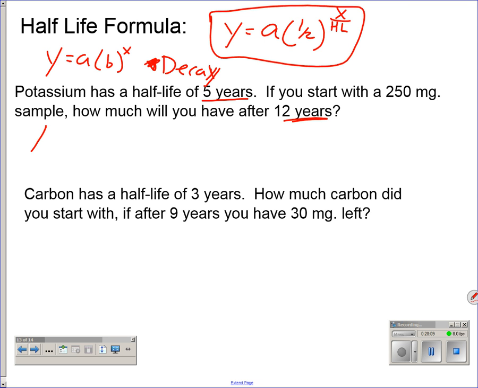So we'll say y equals. We need to know what a is. What's a? 250. We're starting off with 250 milligrams. We're forcing our decay factor to be 1/2. And 12 is the number of years, but I want to put it in terms of half-lives, so 12 divided by 5. It's going to be less than 250 because we're decaying, right? 47.37 milligrams, good.